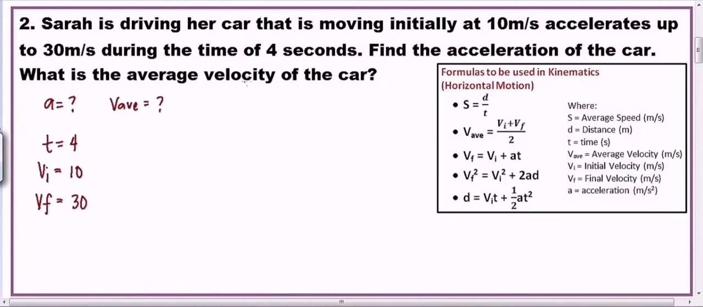Okay, so unahin na natin yung VAV. Yan, isa lang naman yung formula natin na binigay for VAV. So, VI plus VF over 2. So, VI is 10 plus VF is 30 all over 2. So, this one is 40 divided by 2. So, 40 divided by 2 is 20. Okay? Since velocity ang pinag-uusapan, ano ba ang unit ng velocity? We have length and time. Okay? So, ang binigay dito is meter per second. Gamitin nyo meter per second. Okay?